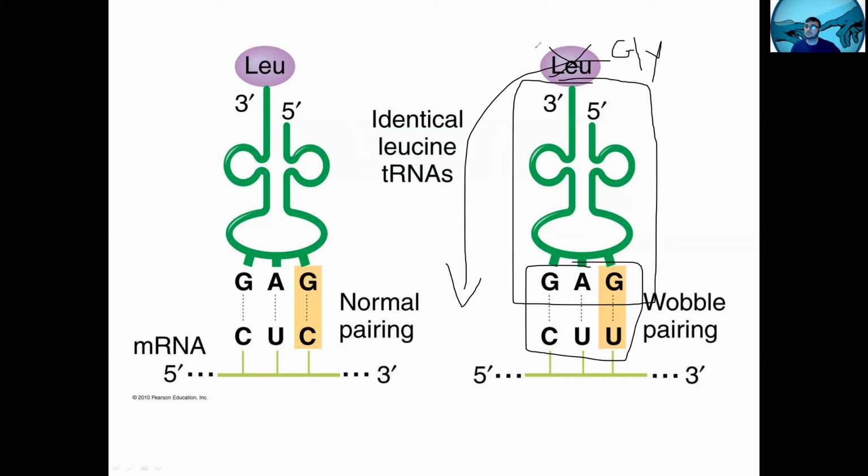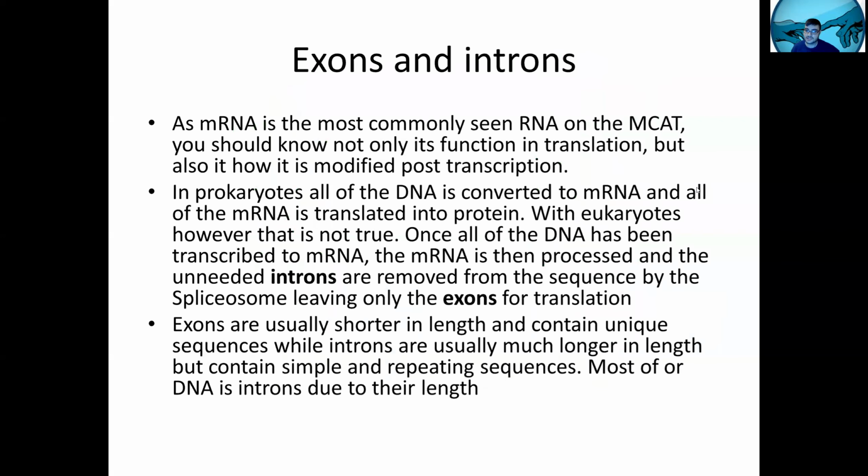Like, what would happen if you just took every anticodon or tRNA that's supposed to be bound to leucine, replaced with glycine? What would happen to the protein that was made? All the proteins that are supposed to have leucine would be changed to glycine. Hopefully that makes sense. Okay, next let's talk about exons and introns.